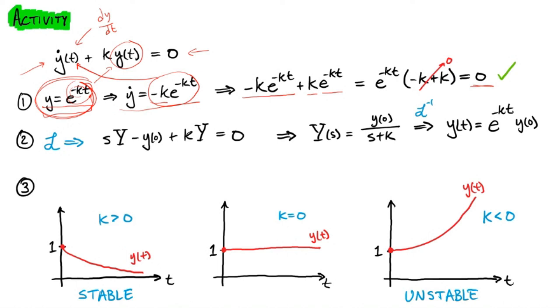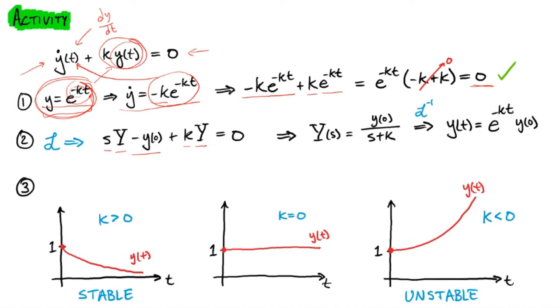So using the tools that we've been building for Laplace transform, we're going to take the Laplace transform now. This is the second part of the activity. So that y dot, we get s times the Laplace transform of y minus the initial condition. And then from here, you get k times the Laplace transform of y. And so that's important to remember.